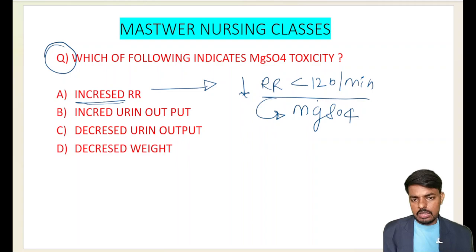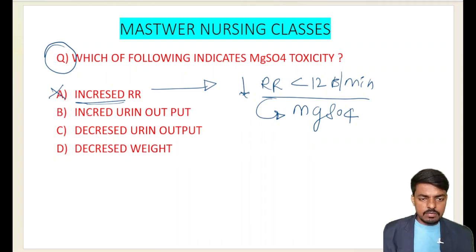If the respiratory rate is less than 12 breaths per minute, that indicates bradypnea, and so it indicates magnesium toxicity. But the given option is increased respiratory rate, so it eliminates this option.